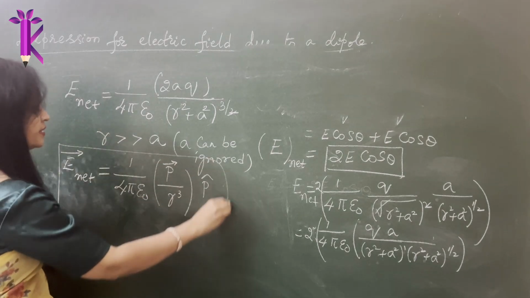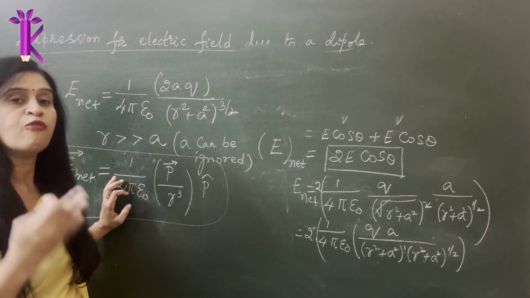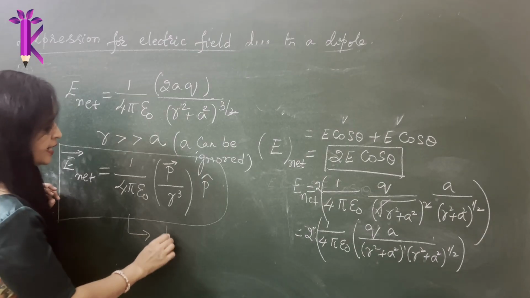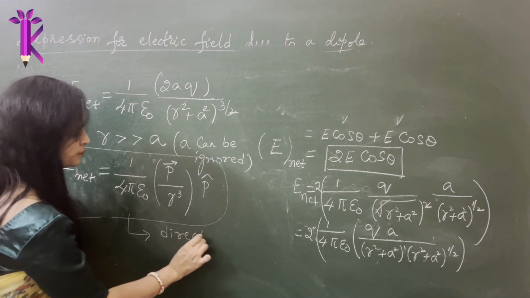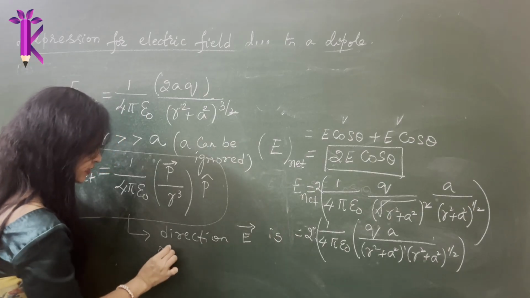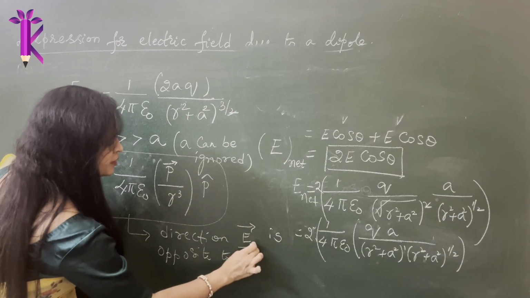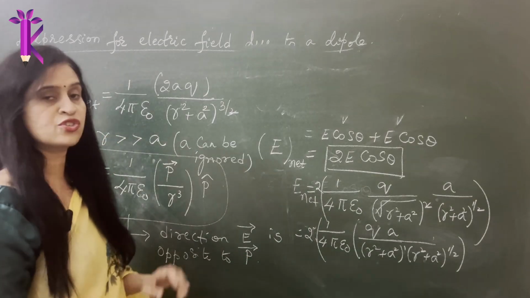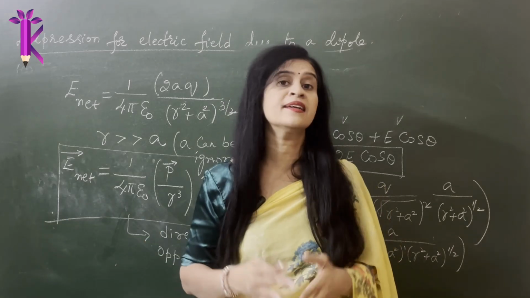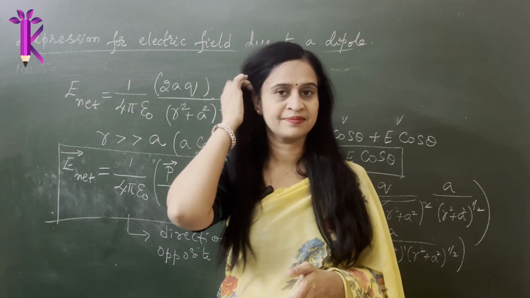So remember, this is the expression for the electric field due to a dipole for a point on the equatorial plane. And don't forget to mention the direction of electric field is opposite to the direction of the dipole. So this is a must, you have to add the line, otherwise you might lose a mark because you are writing it in the form of vector. Then you have to specify the magnitude as well as the direction.